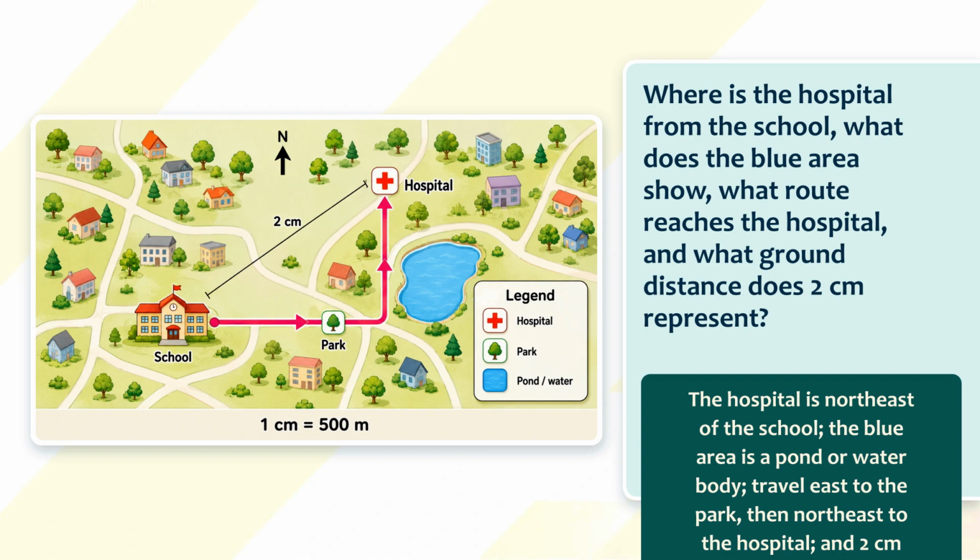Now combine the evidence into one complete response. The hospital is northeast of the school. The blue area is a pond or water body. Travel east to the park, then northeast to the hospital, and 2 cm represents 1 km. Each part comes from a different map aid. You are ready to read a simple map by orienting it, checking its legend, and using its visual clues carefully.